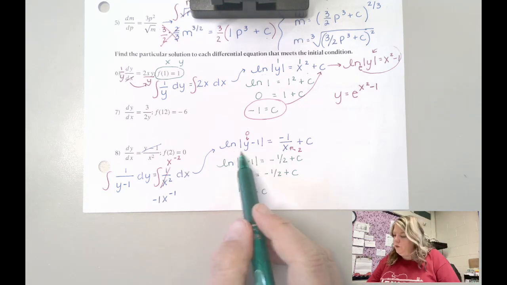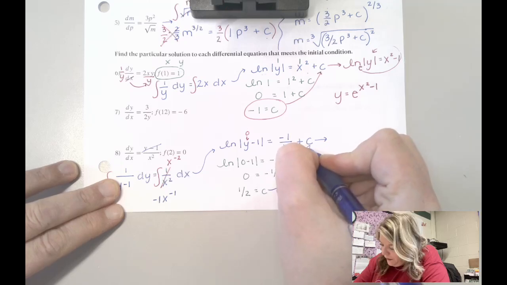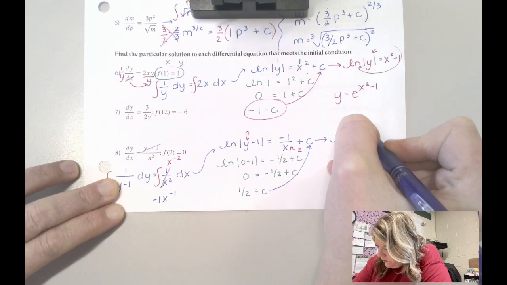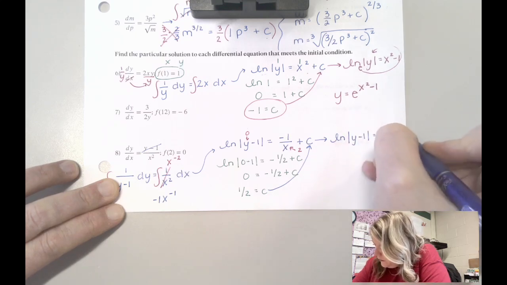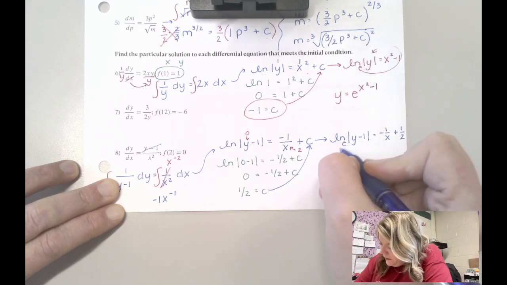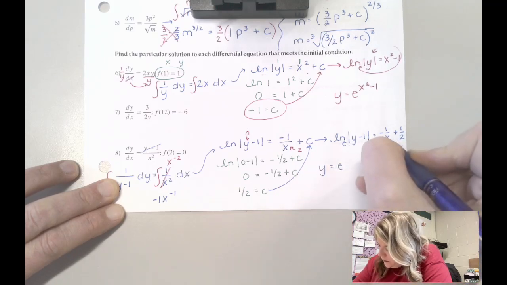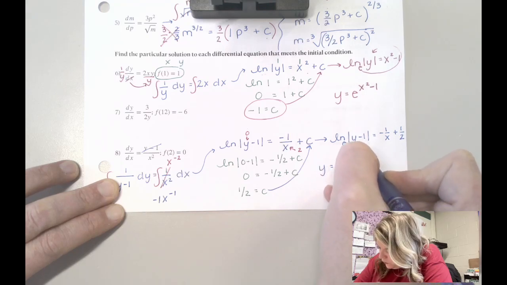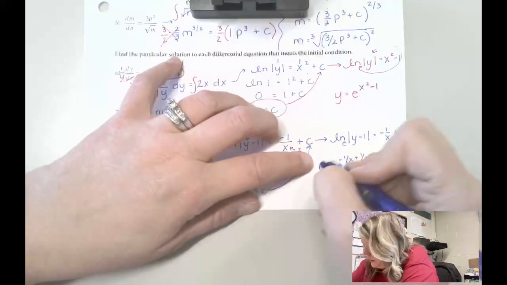Let's start back over with this equation, but I'm going to put the 1/2 in here for c. So I'm going to say natural log of y minus 1 equals negative 1 over x plus 1/2. I'm going to take my base of e and spin this around. So I'm going to say y equals e to the power of all of this, negative 1 over x plus 1 over 2. And then, oh, I missed something, sorry.